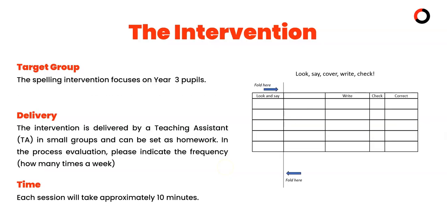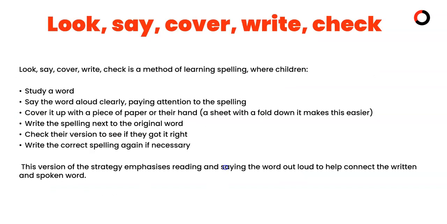So the intervention is targeted at Year 3 pupils. Intervention is delivered by a teaching assistant in small groups and can be set as homework. In the process evaluation, please indicate the frequency. And each session should take approximately 10 minutes.